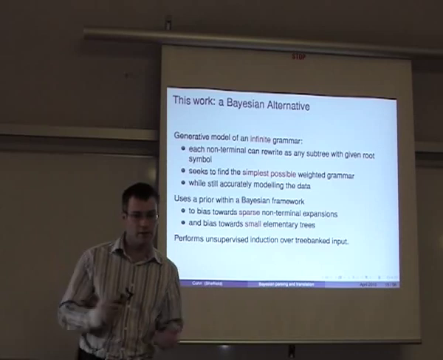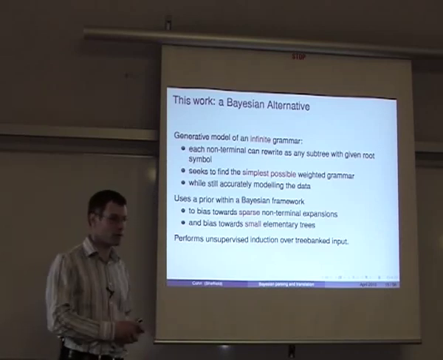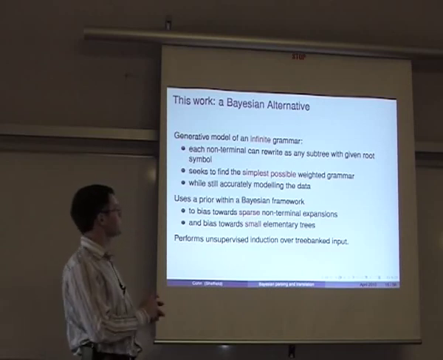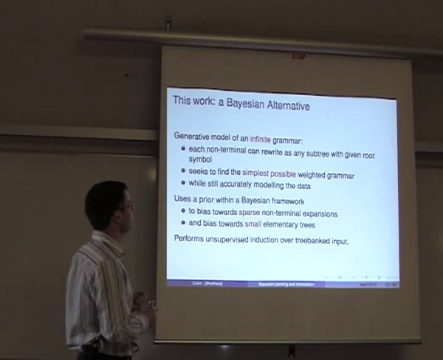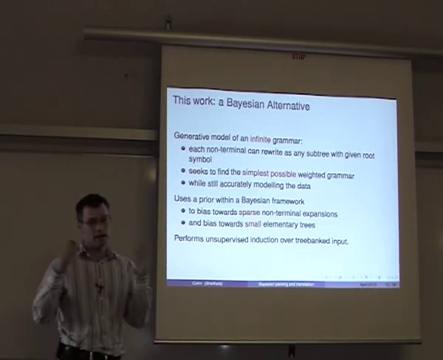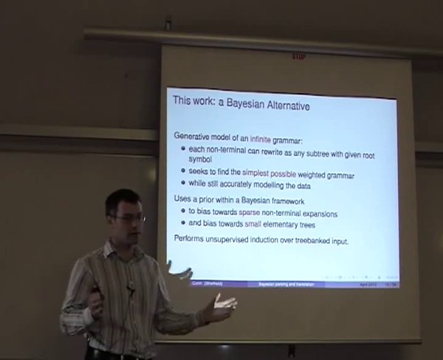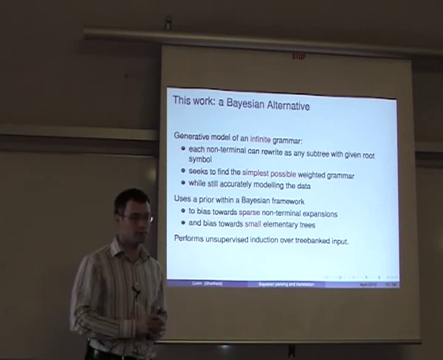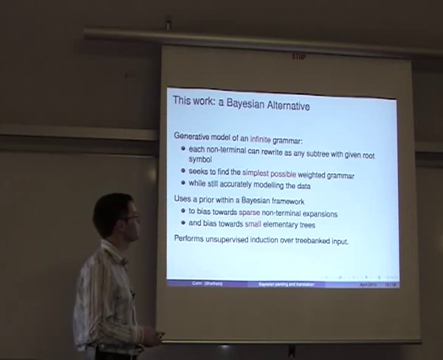So it's a Bayesian alternative to the DOP estimators, and it's set up as a very clean and simple model. The idea is that we're talking about a generative model of an infinite grammar. Each non-terminal can rewrite as any possible subtree that starts with a given symbol and creates any type of tree of any possible depth. So if you were to generate from this, you could feasibly get an infinitely large tree.